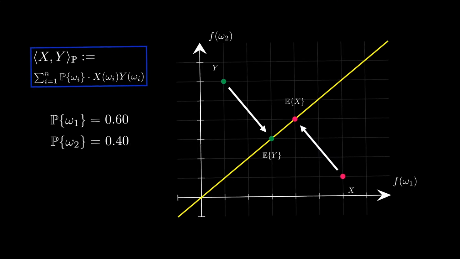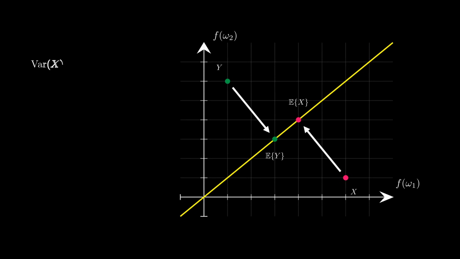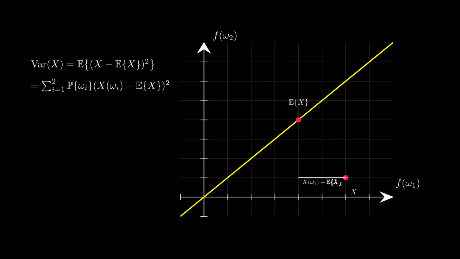So I will actually start with the variance, as it is the easiest to set the scene. For this, let's recap the definition of the variance of a random variable X. It is the expected value of the square of X minus the expected value of X, so the squared residual. And if we write that out in our two-dimensional example, we find that in this probability-weighted geometry, this is simply the sum of the squared distance between X of omega 1 and the expected value of omega 1 plus the squared distance between X of omega 2 and the expected value of omega 2.